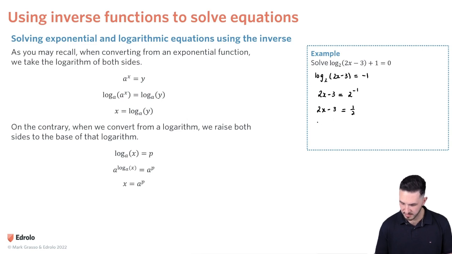Add 3 to both sides. We're left with 2x equals 3.5, which converts to 7 over 2. And finally, we're going to divide both sides by 2. So we're left with x equals 7 over 4. So really the key part was here, when we're converting from a logarithmic form to exponential form to then evaluate that right-hand side, and obviously get our argument as a linear equation.